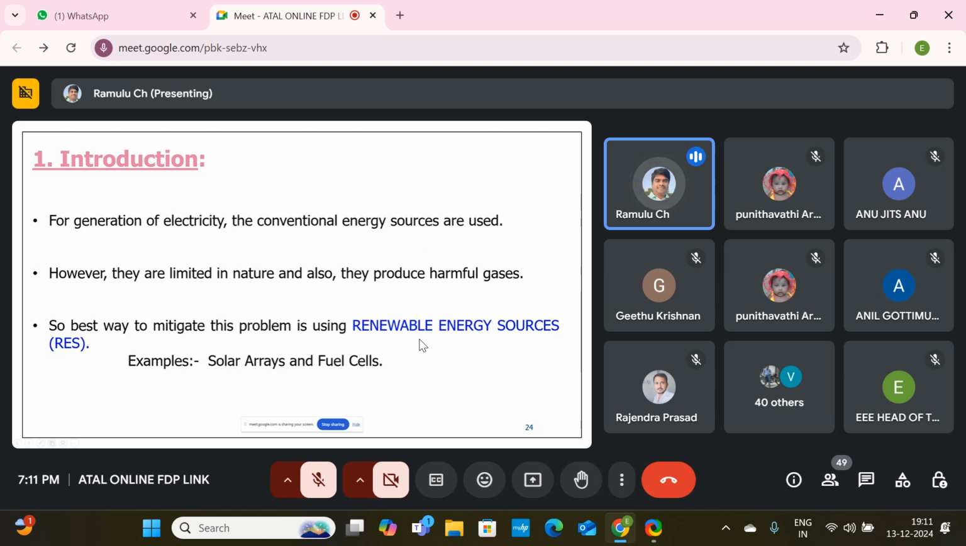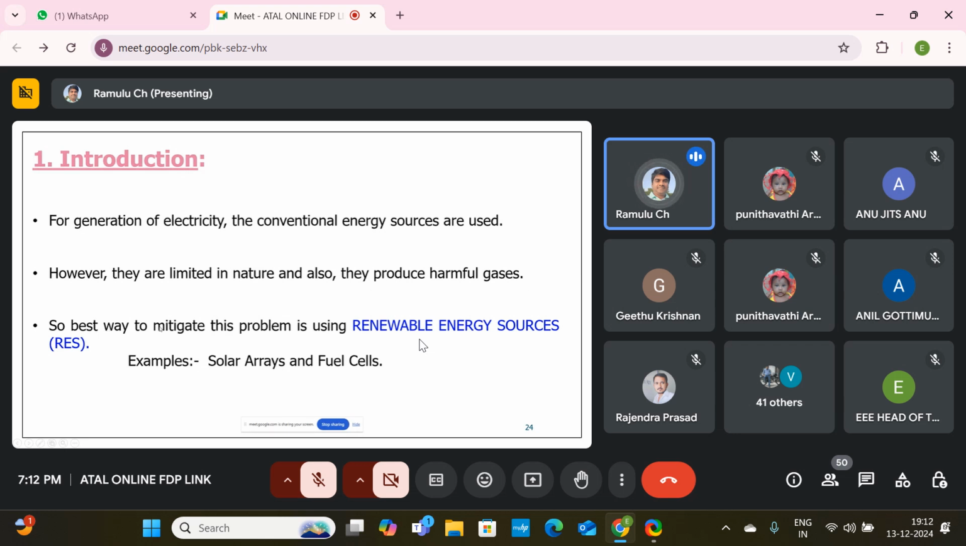Now renewable energy is playing a very vital role. However, for the generation of electricity, the conventional energy sources are used. Fine, but they are limited in nature. This is very clearly known. They are limited in source, and they also produce harmful gases. While running a thermal power plant for the production of electricity, what kind of issues and problems are there? You know very well. So the sources are limited in nature, and there is harmful gas production.